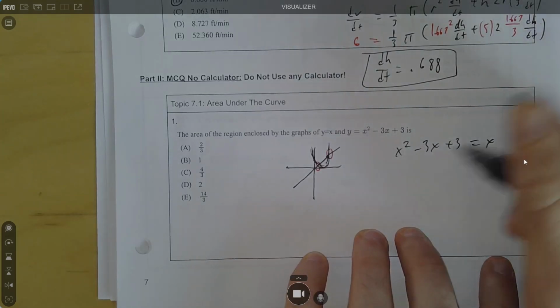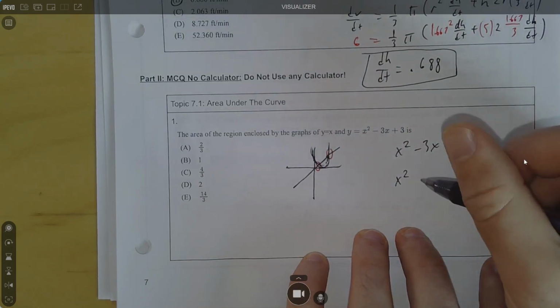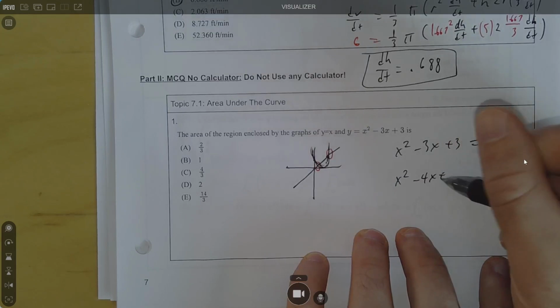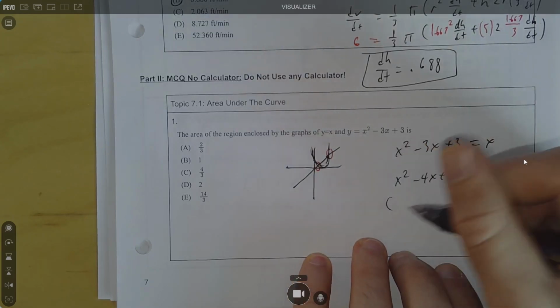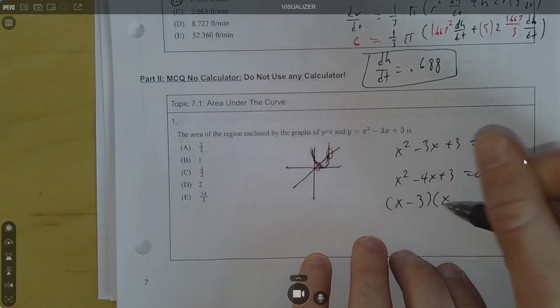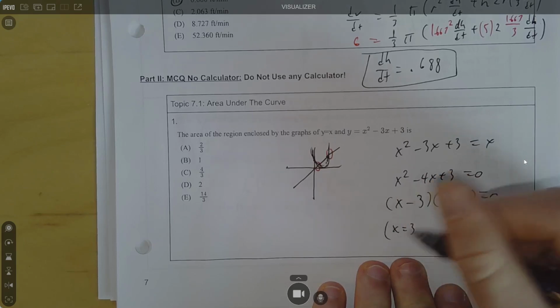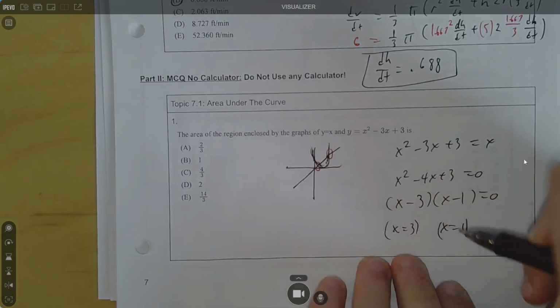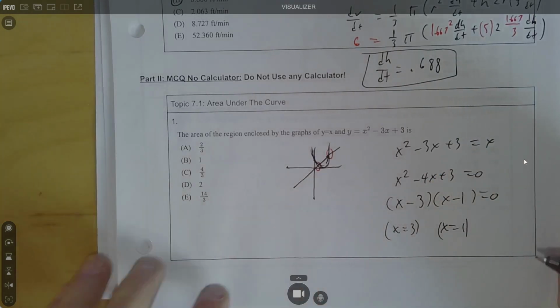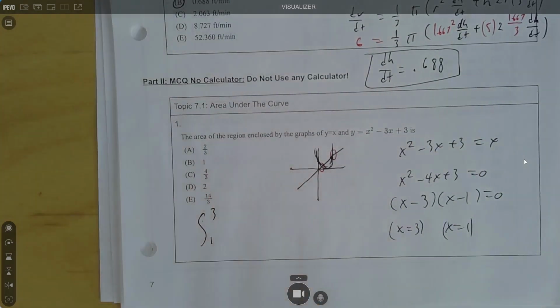And then we're going to get x alone. We're going to get x squared, sorry, 0. We're going to make it equal 0: x squared minus 4x plus 3 equals 0. So my factors are x minus 3 and x minus 1. So my intersection points are x equals 3 and x equals 1. And this makes sense given how I drew it here. So it's going to be the integral from 1 to 3.